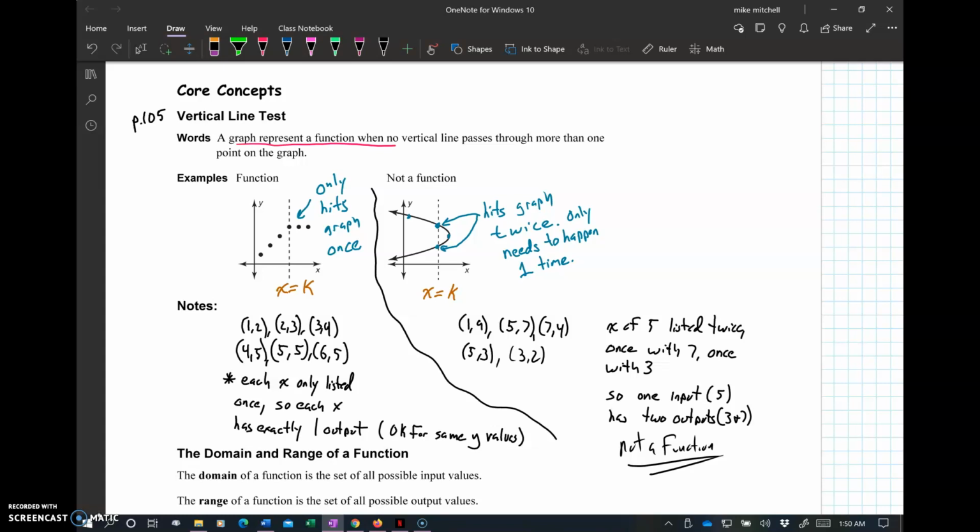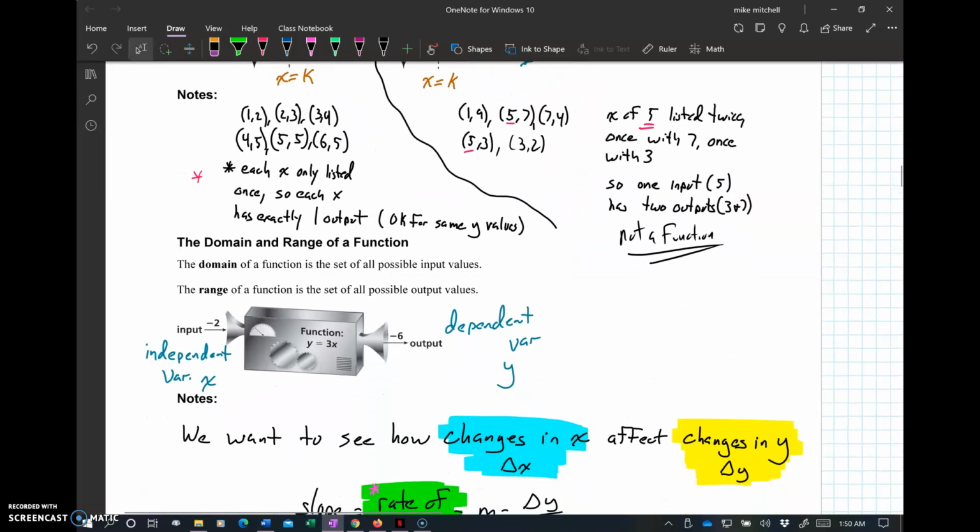Works nice with graphs. I mentioned what I said here. Each x listed only once. So 1, 2, 3, 4, 5, 6. Each x is only once. We're going to be good. Over here, we got the 5 listed twice. You got the 5 there. You got the 5 there. That makes that not a function. Okay.